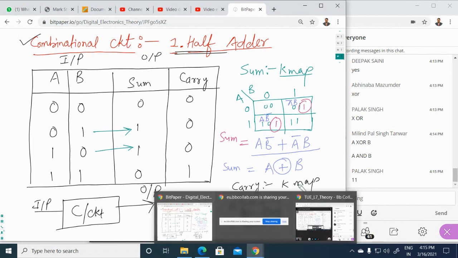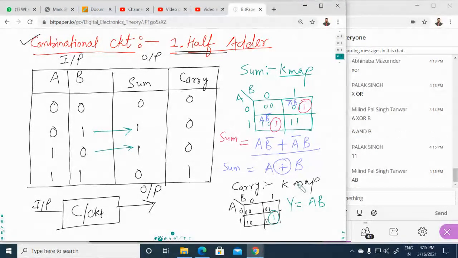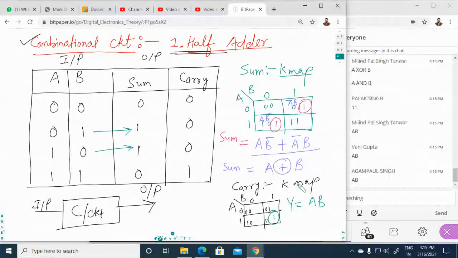So what is the equation? Carry is equal to this 1 1, that means A and B. So carry is equal to AB. This 1 1 means A and B. Yes, okay, so this is the expression.